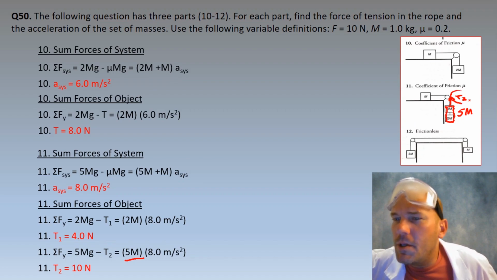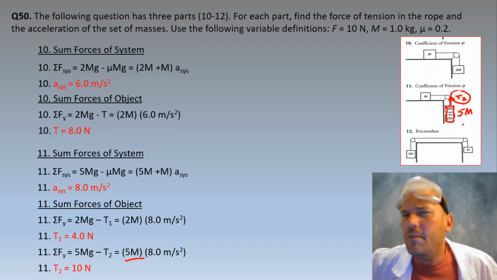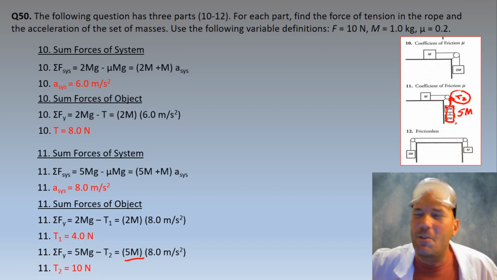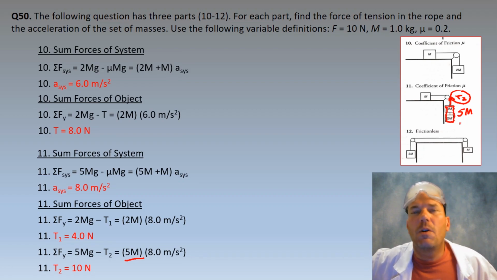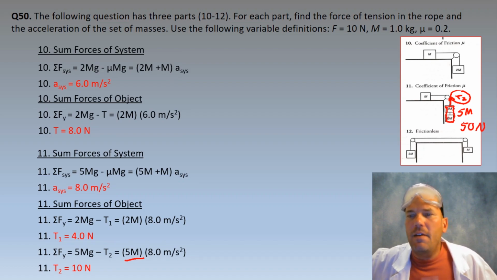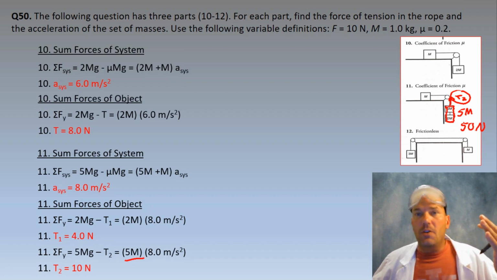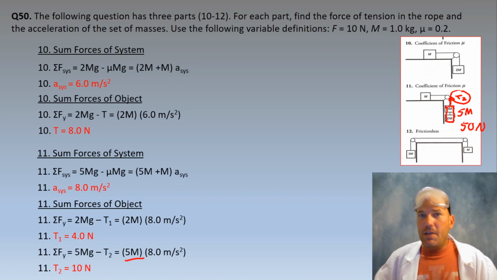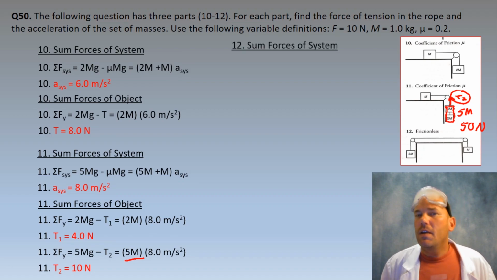Now, my question to you would be, what would this normally be if the system were at rest or in a state of equilibrium, which could be a constant acceleration? But if it were at rest, what would this be? 50 newtons. 5 times 10. So 50 newtons. However, it is 1/5 of that because it is accelerating at 8 meters per second squared. So we're subtracting that from the acceleration due to gravity.